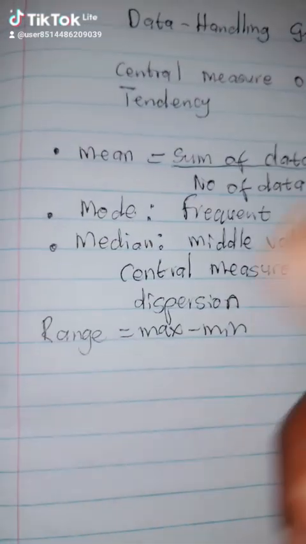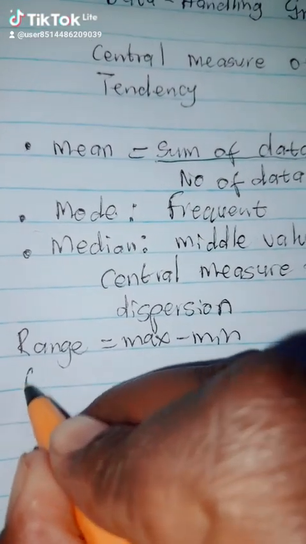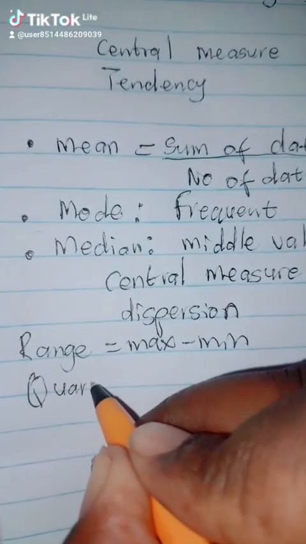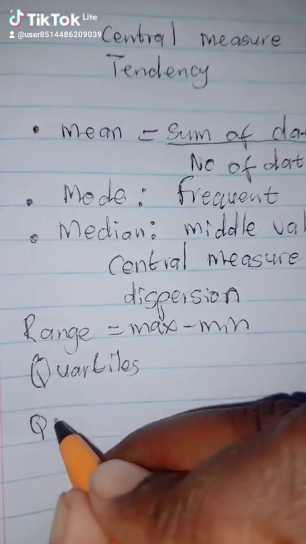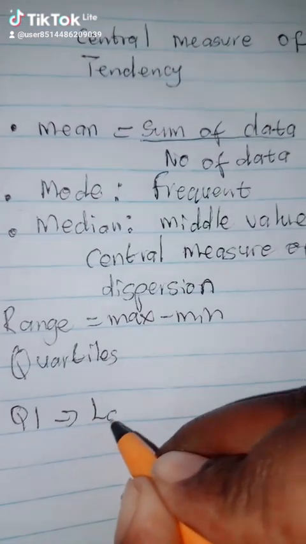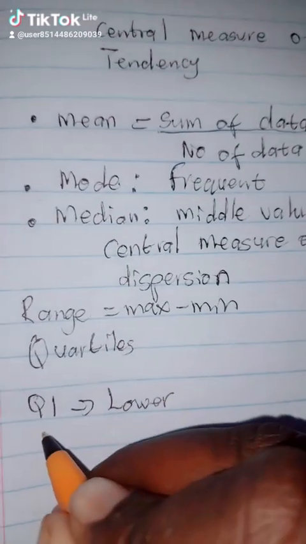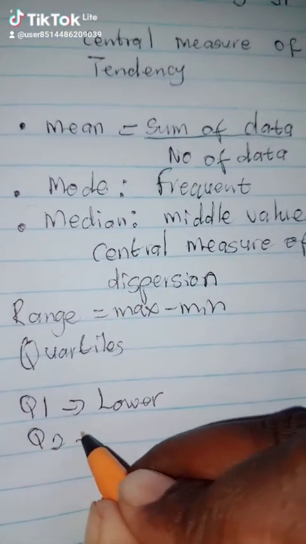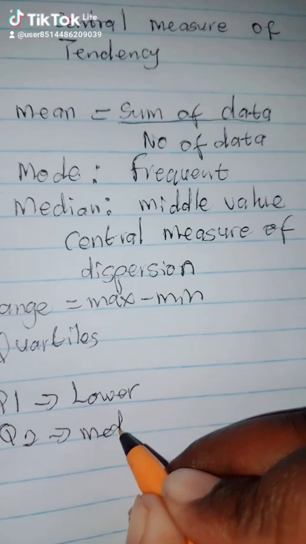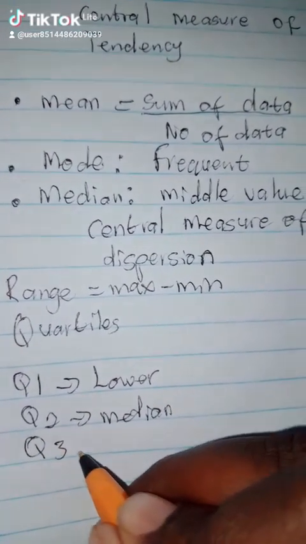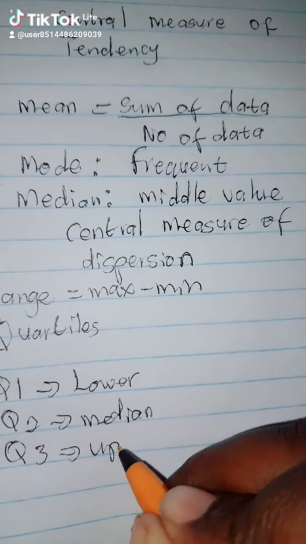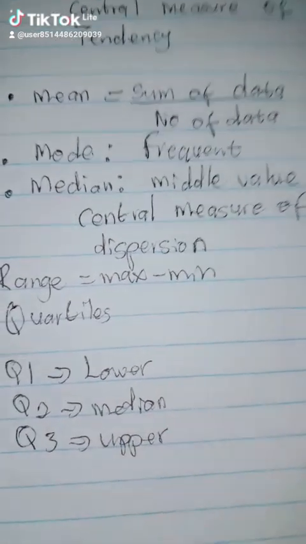We also have quartiles in data handling. When talking about the quartiles, we have Q1, which is the lower quartile. Then we have Q2, which is the median. Then we have Q3, which is the upper quartile.